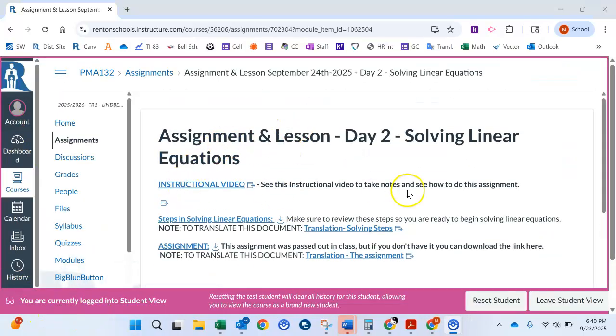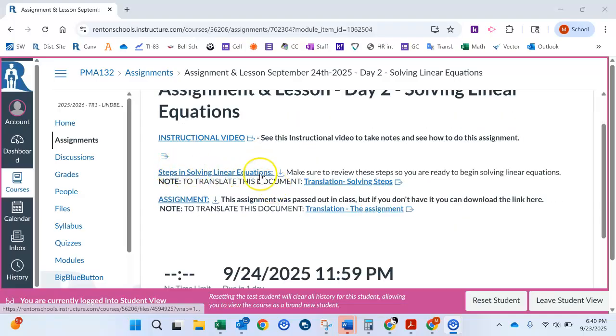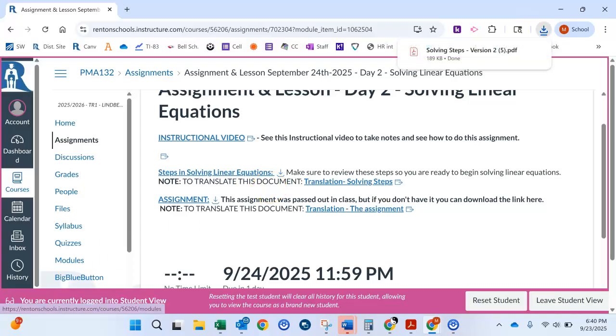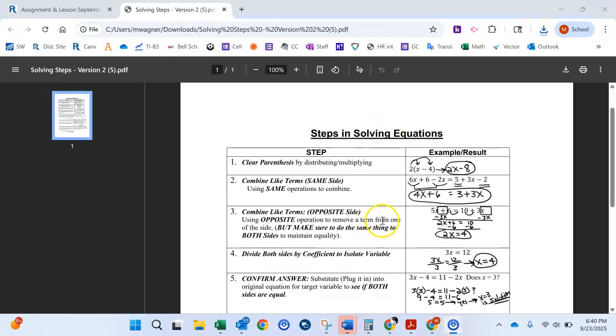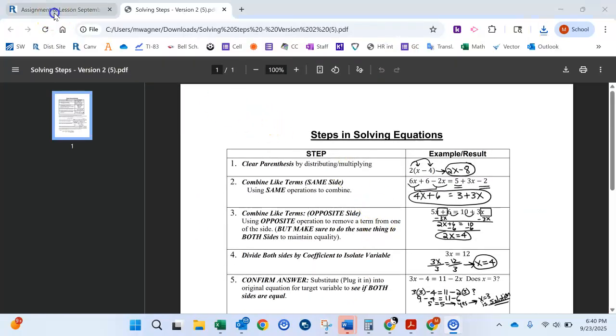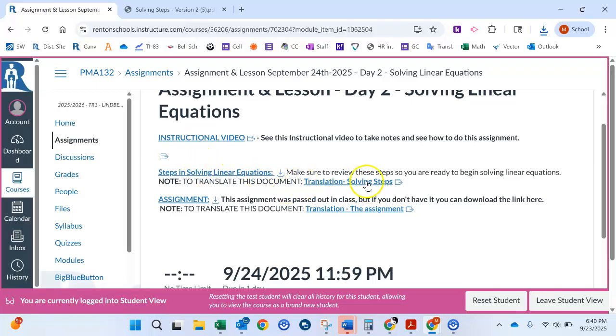Okay, so you're watching the video right now, so you already opened that. These are the solving steps that you saw on day 1. So I'm going to go ahead and open them real quick, and we're going to refer to those. These are the solving steps that you can use as you're doing the assignment. And remember, if you need a translation, you can click on this link to translate this document so that you can see it in your language.